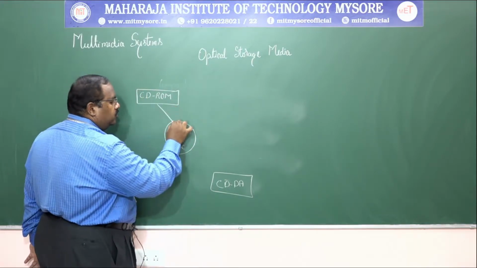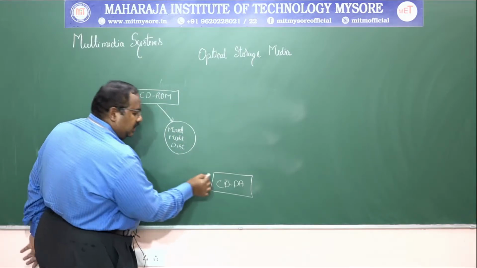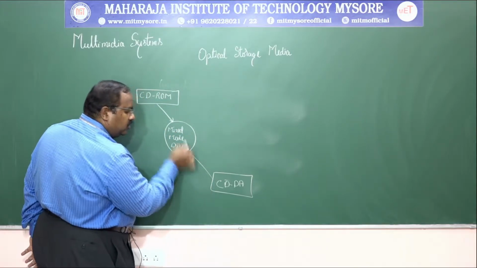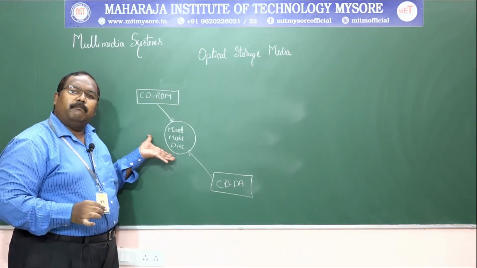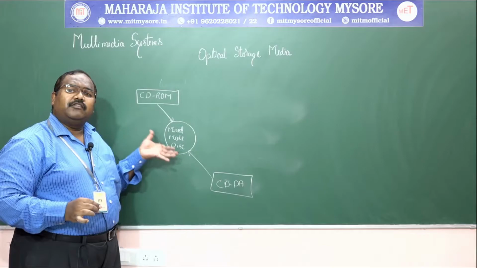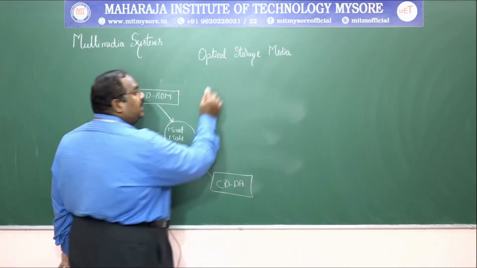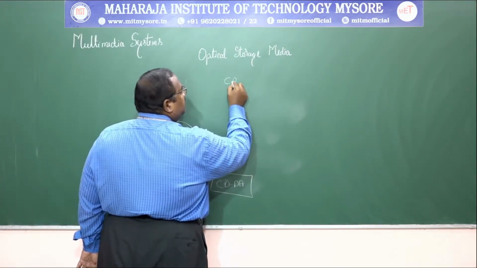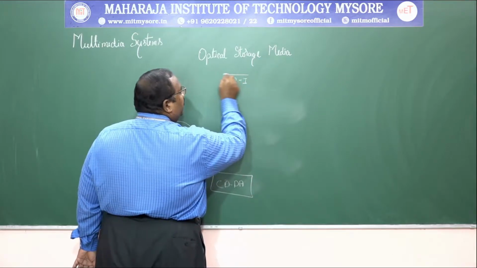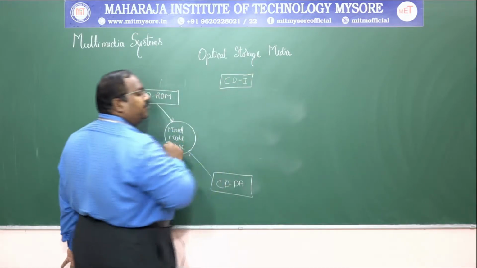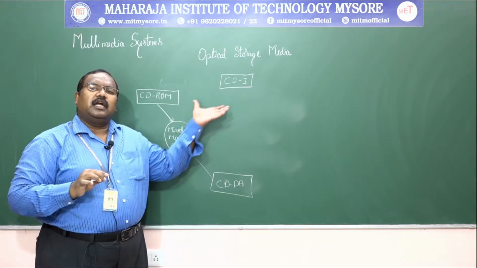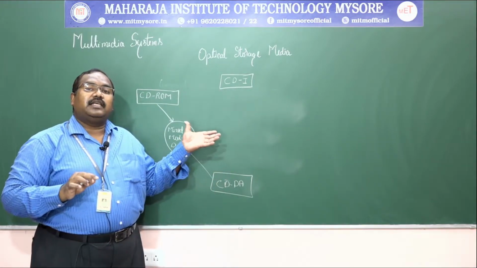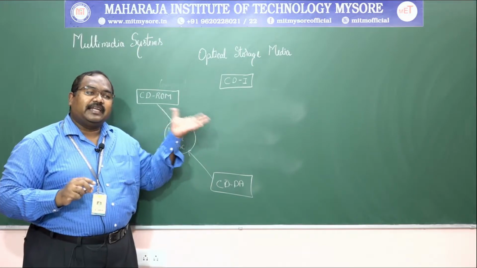So CD-ROM also supports this and CD-DI also supports this. These two combined are called a mixed-mode disk. And after this we have come across the CD-I, that is CD interactive. We have seen the specification, the details, the tracks, and how all of this is done. We call this a CD-I ready disk.